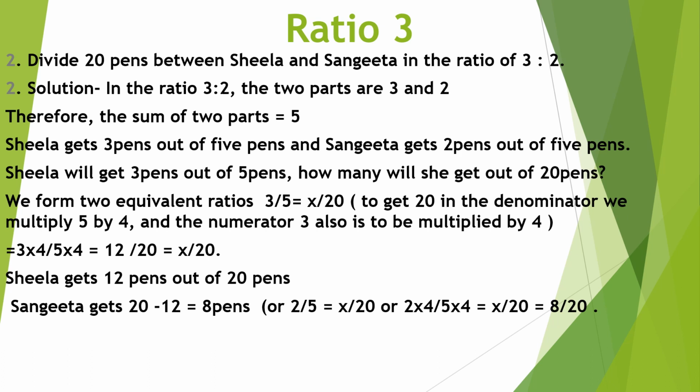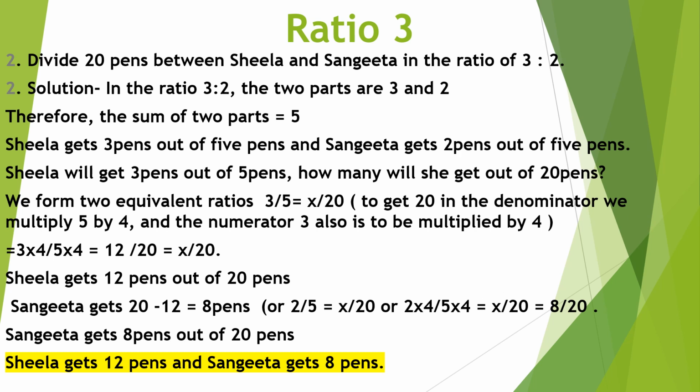Sangeeta gets 20 minus 12, that is 8 pens. Or 2 by 5 will be equal to x upon 20. We multiply the denominator as well as the numerator by 4 and we get 8 upon 20 is equal to x upon 20. So Sangeeta gets 8 pens out of 20 pens. Sheila gets 12 pens and Sangeeta gets 8 pens.